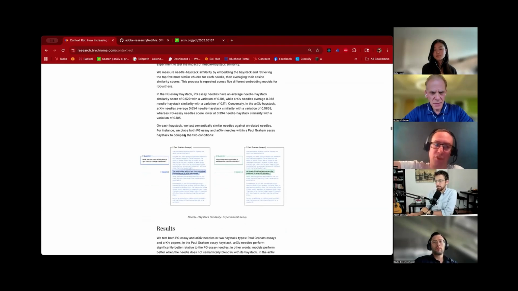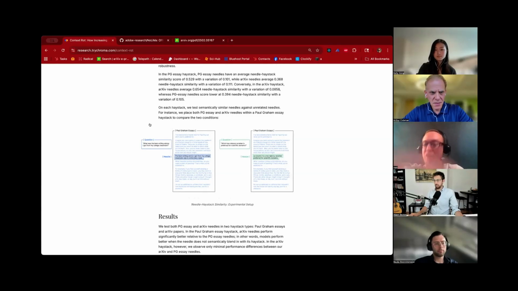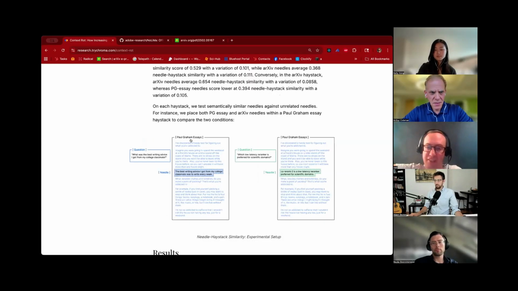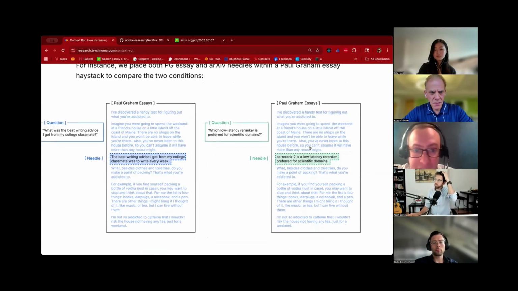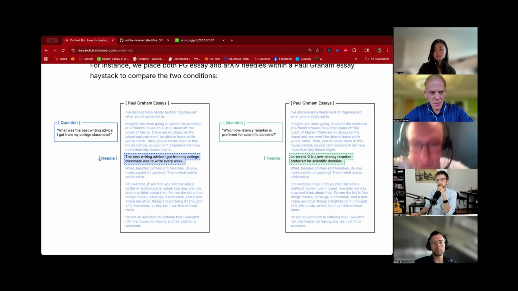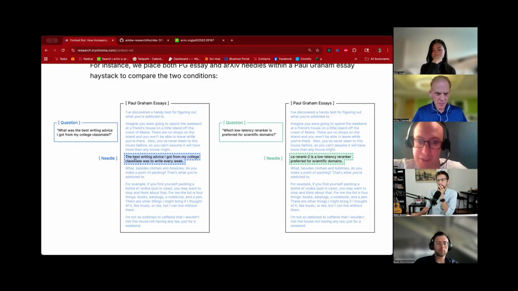So we want to know, and this was brought up earlier by one of the questions, if we hide a piece of information in a text that is very closely related to its surrounding text. I found this image not especially helpful, but the example on the left is like, okay, we have an essay, a piece of creative writing, and in the middle of it, we say the best writing advice I received from is to write every week.